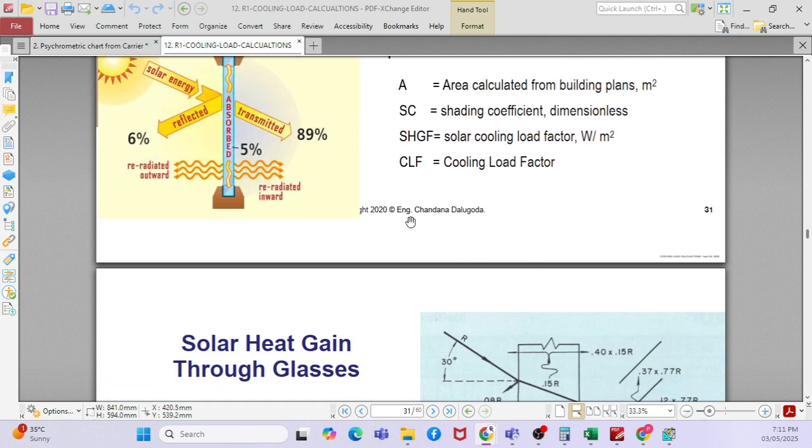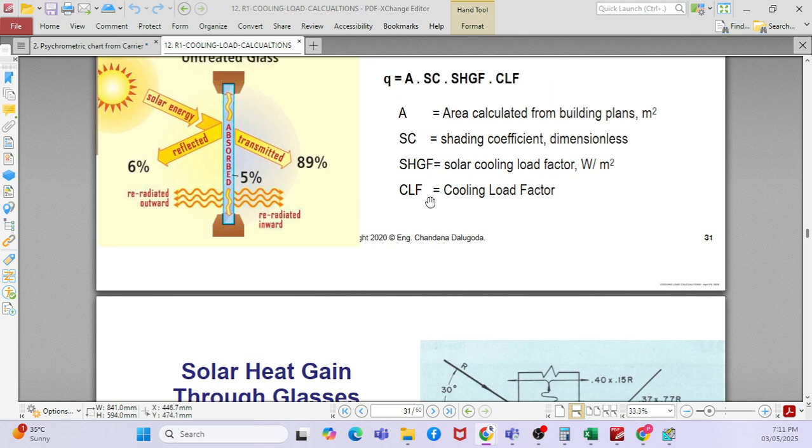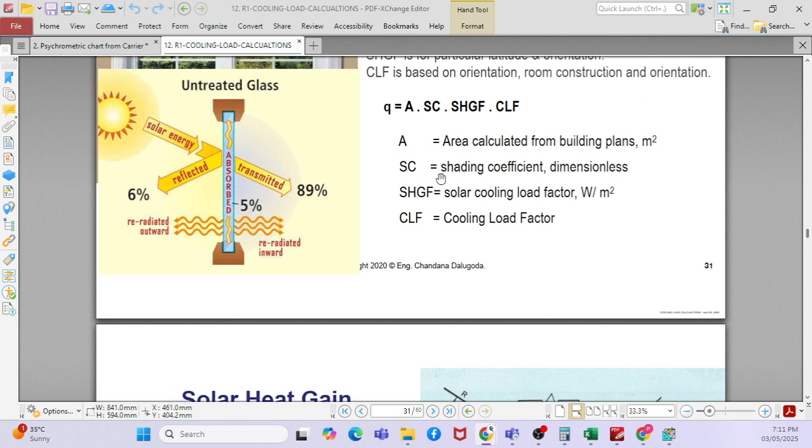Where do we get these values, the shading coefficient and the solar cooling load factor? The cooling load factor you just assume as 1. This value will also be given by your glass vendor. The shading coefficient will be given. Shading coefficient is nothing but how much is shaded. Remember when you travel by car and ask for window screening, they will say tinting. They will ask how much percentage, how much shading, right?